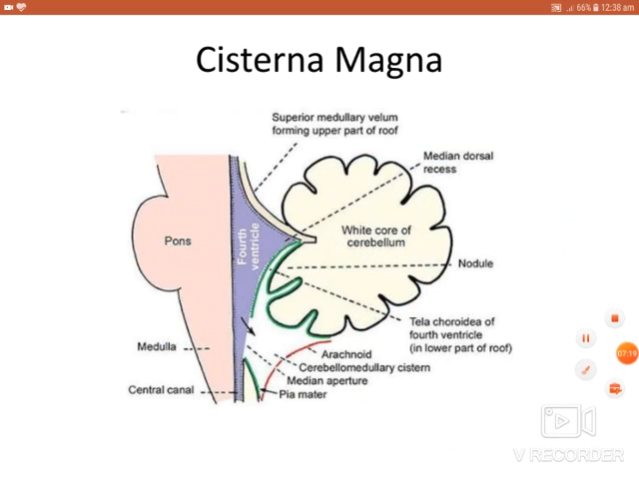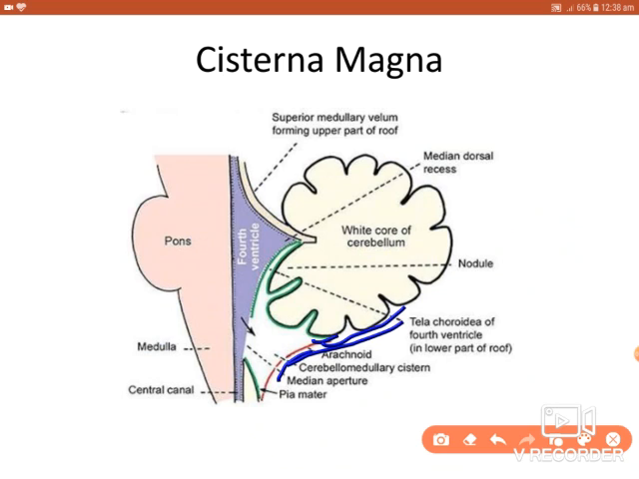Yes, here you can see this is the arachnoid mater. This is the pia mater. Outer to that there is the arachnoid mater. So between this arachnoid mater and the pia mater, this is the subarachnoid space. So this is the last space here.